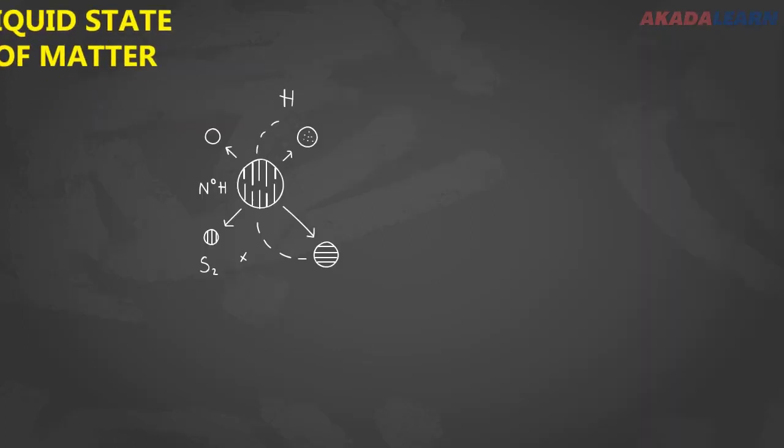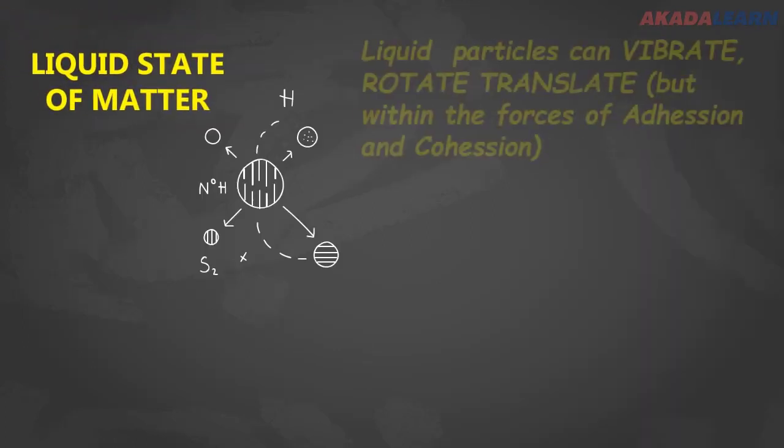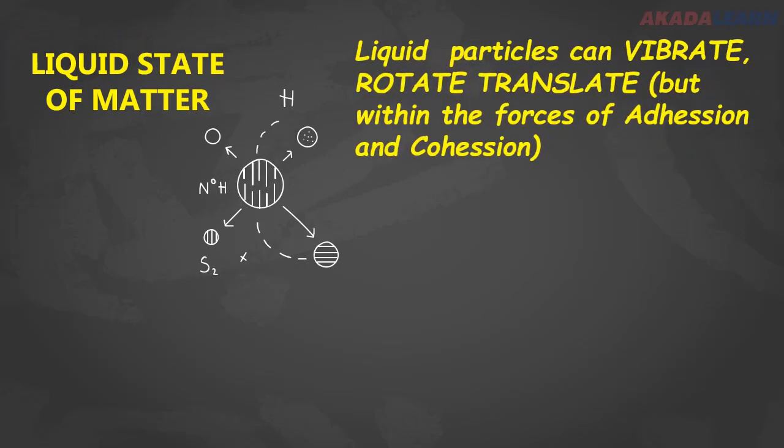So let's now take a look at the liquid state of matter. Liquid particles can vibrate, they can rotate, and they can translate, but within forces of adhesion and cohesion. What this means is that the particles in a liquid can actually rotate, vibrate, and then move from one point to another, but within certain forces. Now, that is the reason why a liquid can flow, because in as much as they are moving, they are still being held together by some forces.